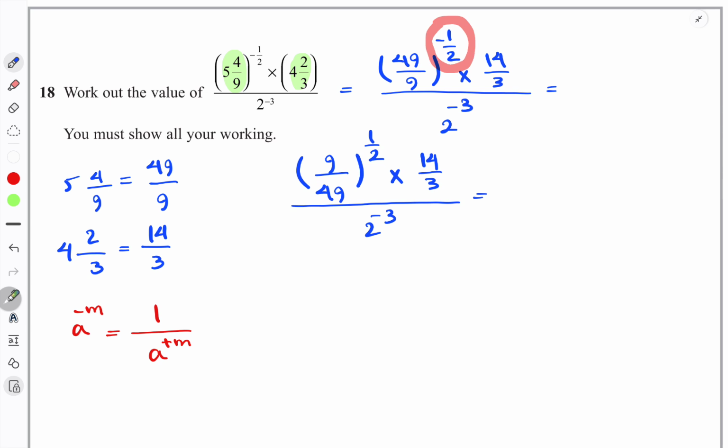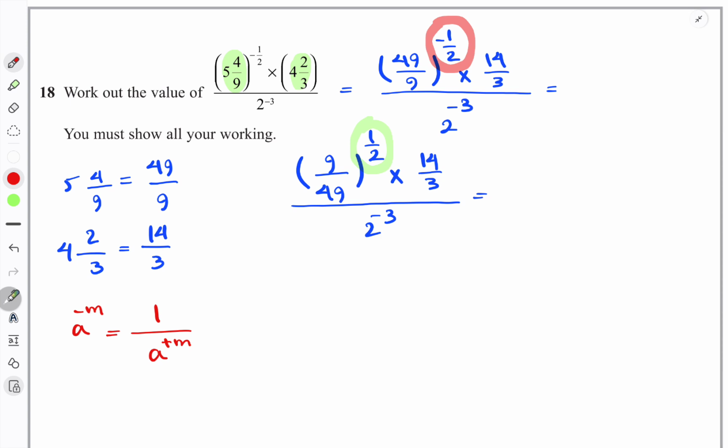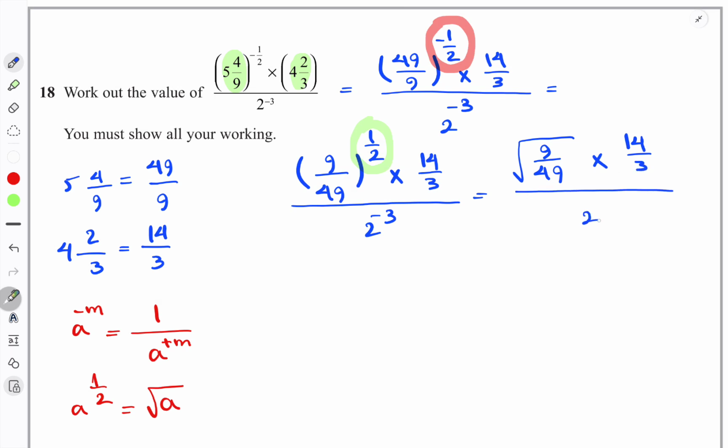Okay, and in the next step, we just need to find the power 1/2. How can we solve this? I'm talking about this power. So we should take the square root of 9/49. In fact, when we have a to the power of 1/2, we should take the square root of this number. So a square root of 9/49 times 14/3 over 2 to the power of -3.